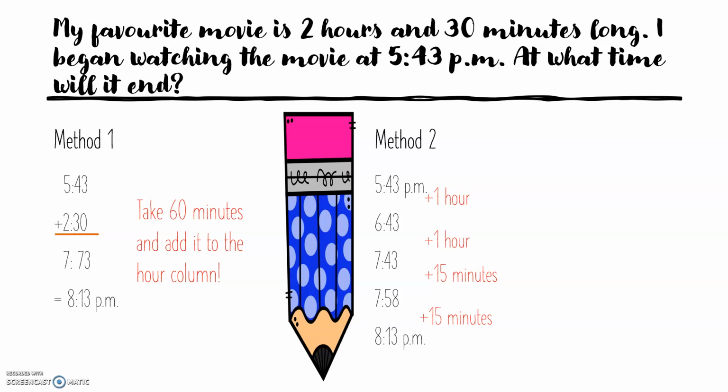All right, so I've showed you two methods, and you can obviously decide which method you prefer. Some persons might find it easier to use method one, where they're adding the time, whereas some persons would prefer to use method two, where they add units of the time, like they broke it up and added an hour, then an hour, and then so on.